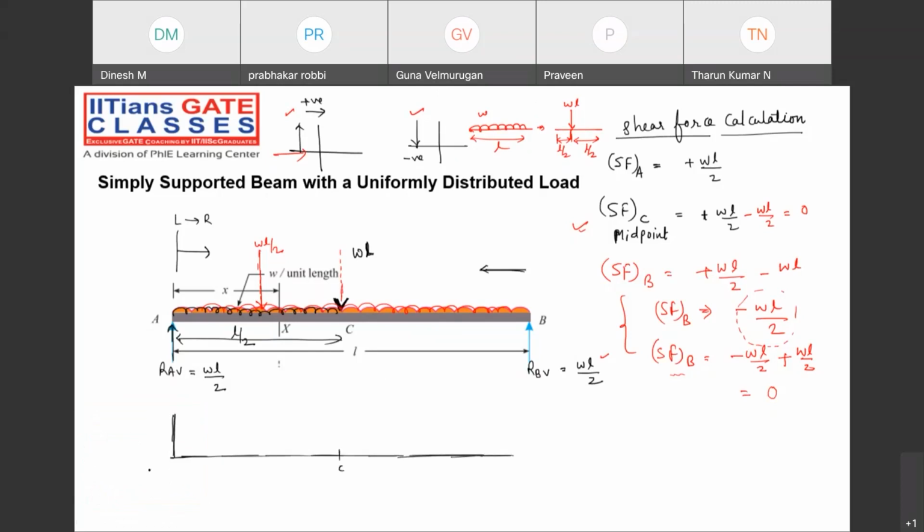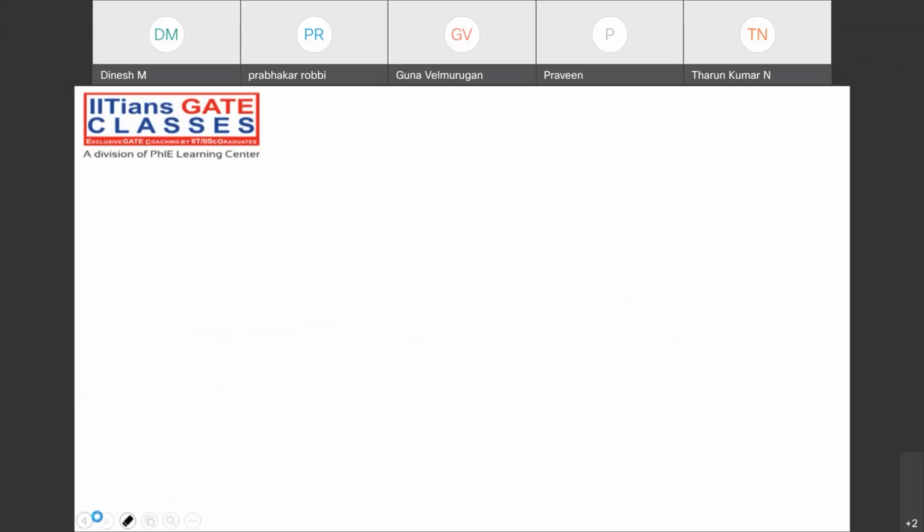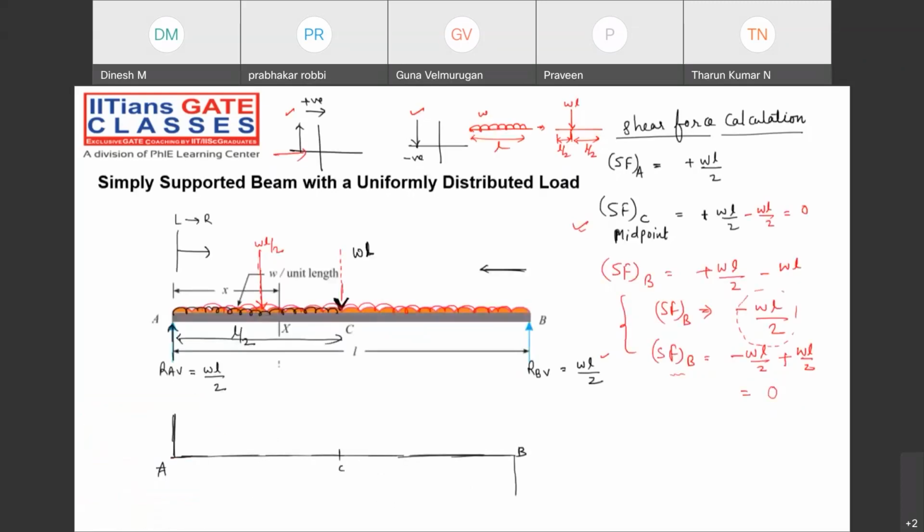At point C, at point A, and at point B. So here at point A, sorry. Now let me draw it with the line. So it will be exactly, my dear friend, a straight line only. Do not confuse.